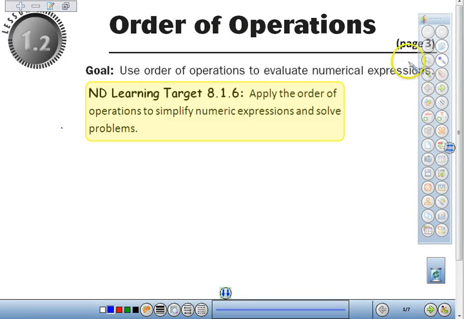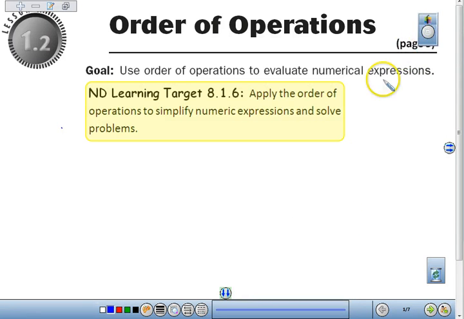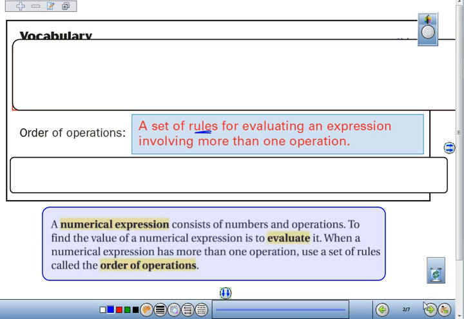Today we're looking at a little bit of review of your order of operations. Now, I am not going to spend a lot of time with this because you should have worked with this quite a bit last year in 7th grade. The key thing with the order of operations is they're really just a set of rules that we use in mathematics to evaluate an expression involving more than one operation.